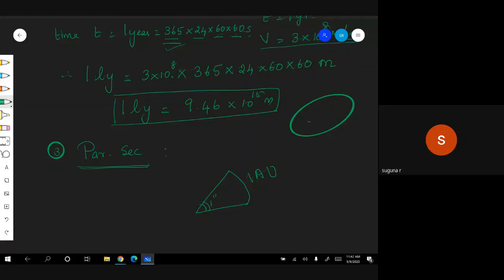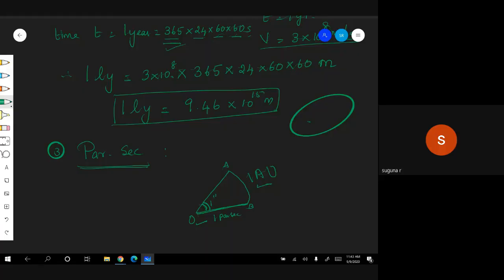Okay. Therefore, what is that? Here it is 1 parsec. Let it be AB. What is 1 parsec? 1 parsec is the radius of the circle at the center of which an arc of length 1 astronomical unit subtends an angle of 1 second.